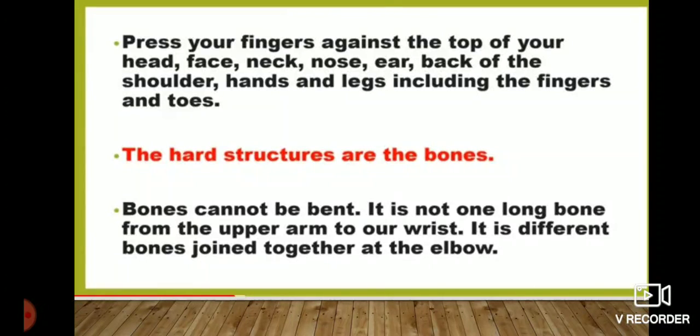Bones cannot be bent. It is not one long bone from the upper arm to our wrist. It is different bones joined together at the elbow. Okay. So, how do you bend your elbow? Yes, there is a joint in between these bones. And there are different types of joints in our body to help us carry out different movements and activities. Let us learn about some of them.